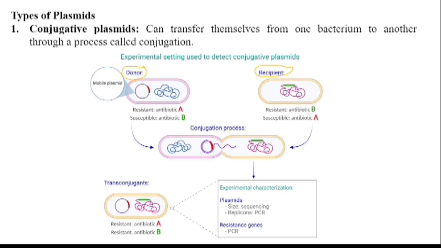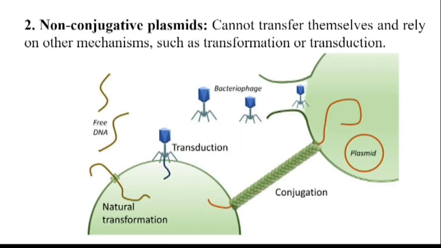So the bacterium which is having the plasmid, that plasmid can transfer from one cell to another cell. So transconjugants, so here resistant antibiotic A and resistant antibiotic B. So as far as experimental characterizations are concerned, plasmids, as far as size, sequencing and replicons, we are taking help of PCR, and the resistant genes can be analyzed subsequently with the help of polymerase chain reaction, that is PCR.